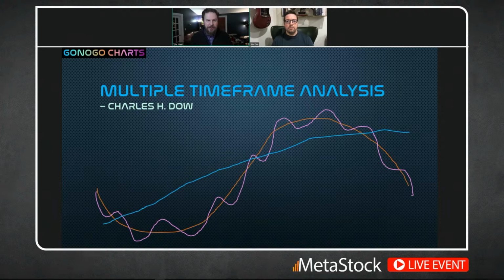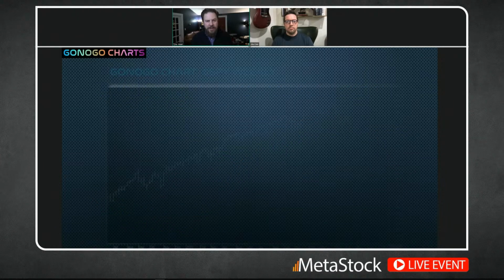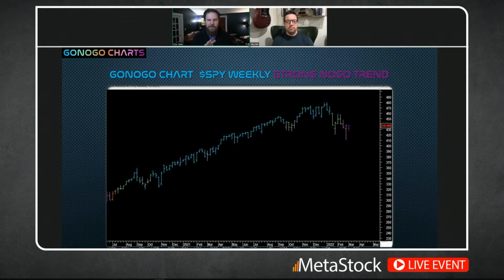Now, GoNoGo charts, as we said before, work like any other technical indicator in that they are time frame agnostic. The colors are going to be the same, and they're going to show you the trend conditions over the period that you're looking at on the chart. So let's just look at a weekly of the S&P. And Alex, why don't you talk a little bit about what the primary trend is telling you for the S&P 500 right now?